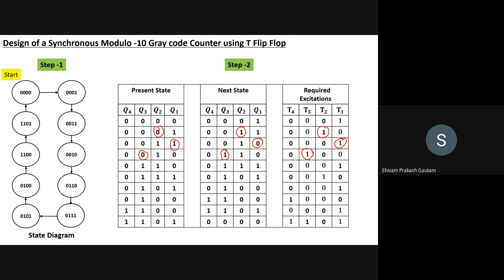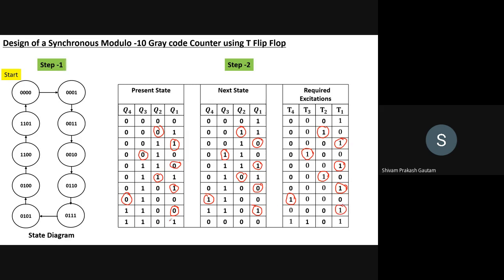Next state, I think only this state is toggling, so the last flip-flop will be 1. Next, I think the middle is changing, so T2 is 1. Next, I think this state is changing, so this is 1. Next, I think this state is changing, that is Q4, so T4 will have 1. Next, this state is changing, so T1 will be 1. Rest all will be 0.